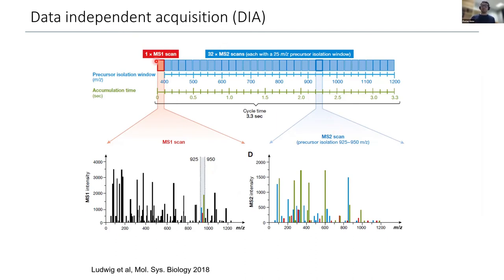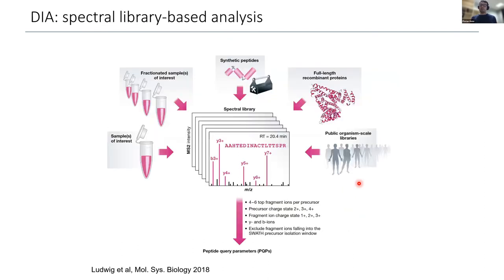So this is again showing the schematic of how this works. We have one MS1 scan, followed by the segmented MS2 scans. In this case, it's 32 MS2 scans that cover the entire m/z range from 400 to 1200. Each segment here is 25 m/z units wide, which is roughly 10 times wider than the window sizes you would use in DDA scans. The advantage here is that you see every peptide, because you're always fragmenting the entire m/z range in an acquisition cycle. The big downside is that our MSMS spectra are much more complicated. Because the windows are so wide, we are co-isolating multiple peptides at once and generating highly multiplexed spectra. And this is not that easy to analyze.